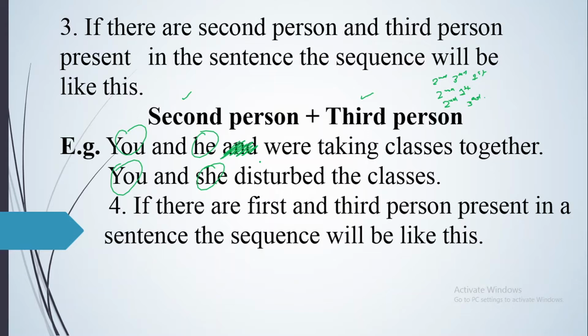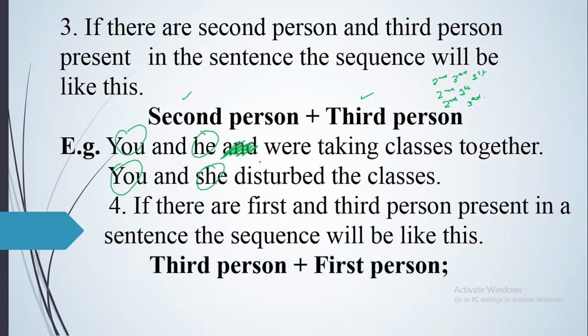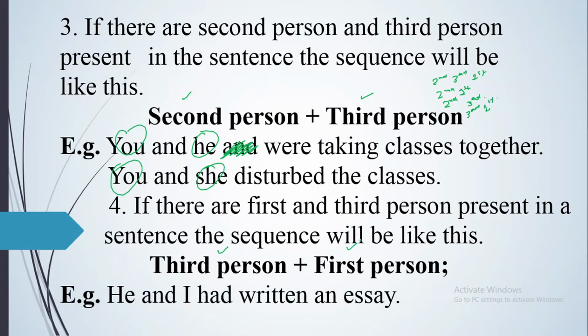Rule number 4 is there. If there are first person and third person present in a sentence, the sequence you are going to bring will be third person and then first person. See, third person and then first person. The first person will always come at the end: second person first, then third and then first person. So third person and then first person. Example: he and I had written an essay. He is third person and I is first person.